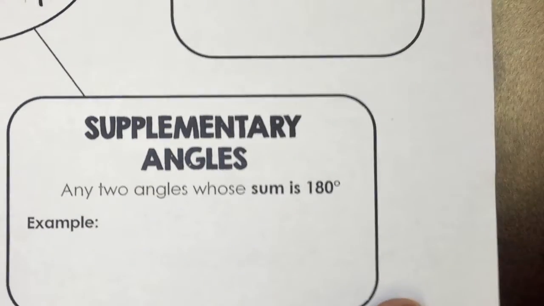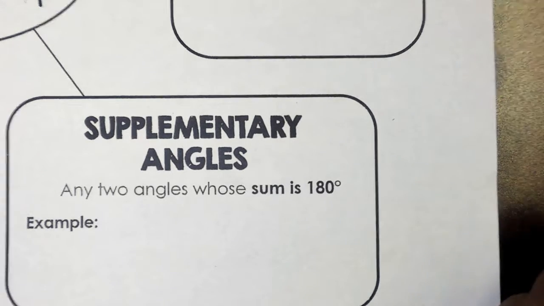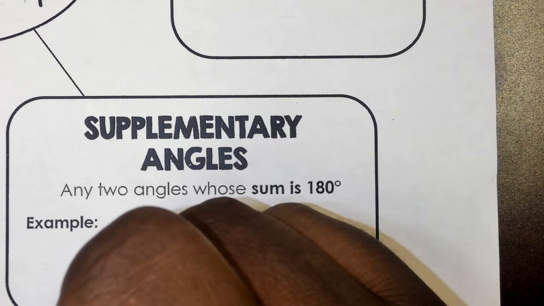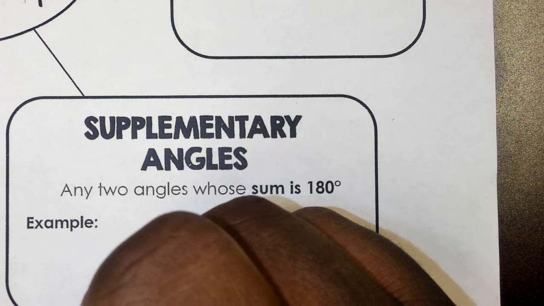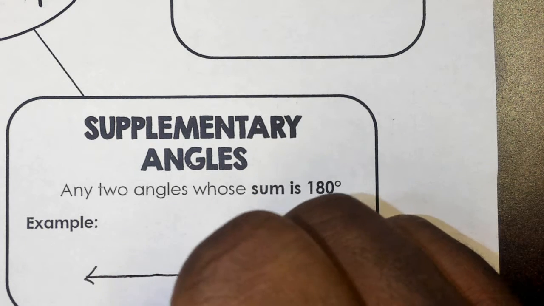A word similar to that one, but means the other thing, is supplementary. Supplementary angles are any two angles whose sum is 180 degrees. There's two angles that add up to 180 degrees. They could be connected, could be two angles on a line.